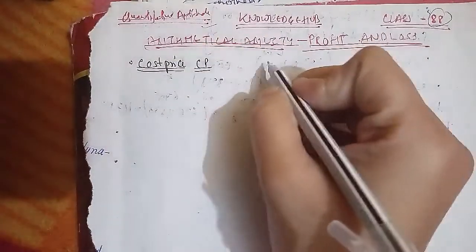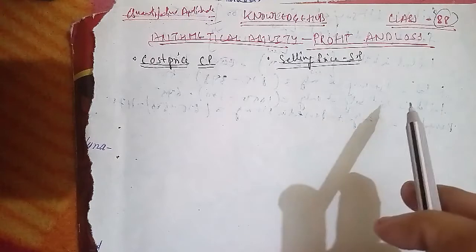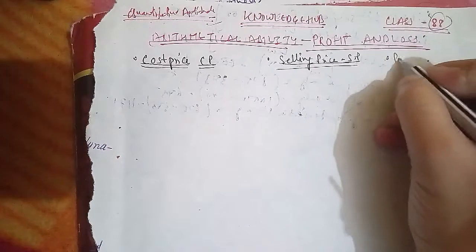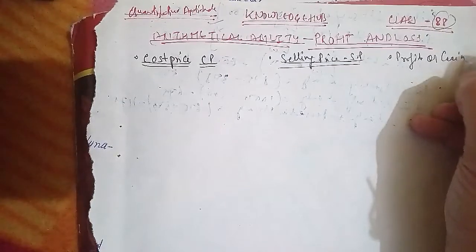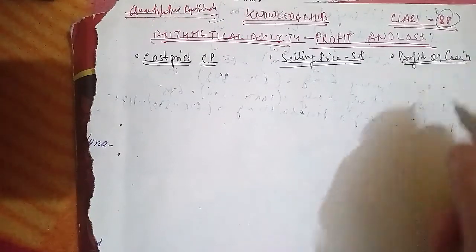Now we'll talk about the other one, which is the selling price, which we call SP. The price at which an article is sold is called the selling price, abbreviated as SP, as I have written here. Now we'll talk about profit or gain, which mean the same. If the SP is greater than CP, the seller is said to have a profit or gain.